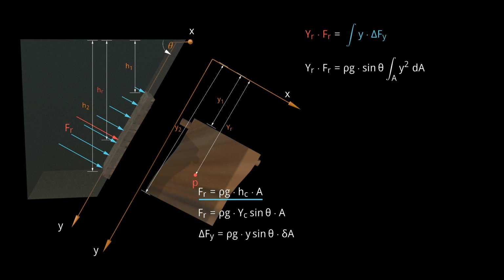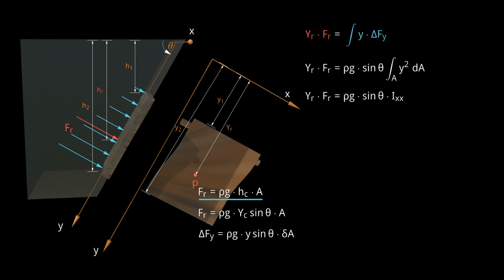What remains is the second moment of area, about the x-axis. This is also known as the area moment of inertia, a measure of how a surface's area is distributed relative to a given axis. In our case, it's about the x-axis. It tells us how resistant a shape is to bending, or how pressure is distributed when calculating the center of pressure in hydrostatics.